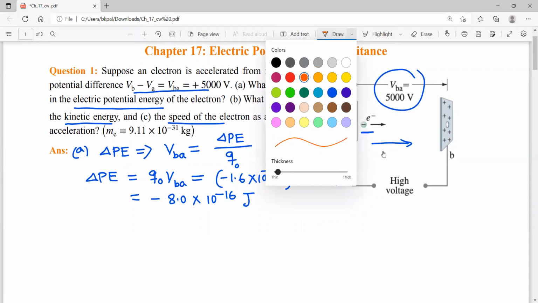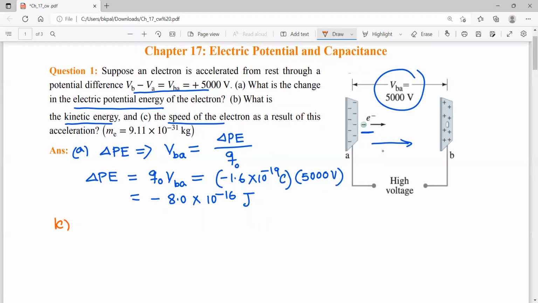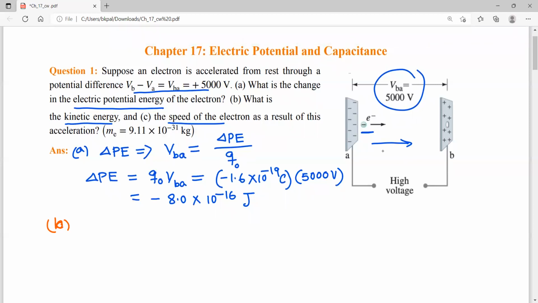Now let's calculate the kinetic energy. The next one is, what is the kinetic energy? It says that the electron is accelerated from rest. That means at this point it was at rest. When it is at rest, the kinetic energy at this point is equal to 0. So basically we have to know what the kinetic energy is at this point.